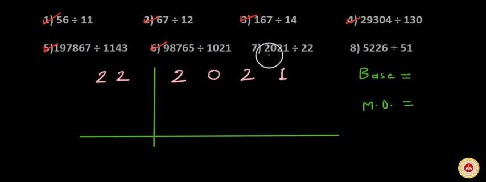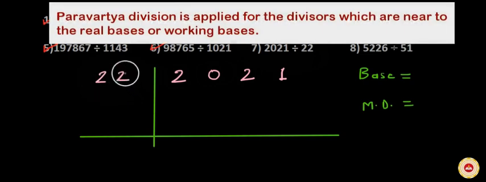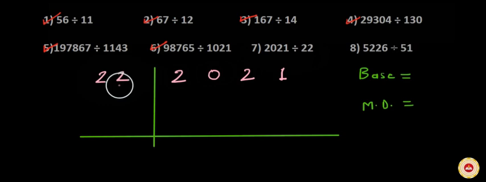Seventh example, 2021 divided by 22. Given divisor is 22. This Paravartya division is only for such divisors which are near to base. But this 22 is not near to base. So let us convert the given divisor 22 into such a divisor which will be near to the base. How to do it?